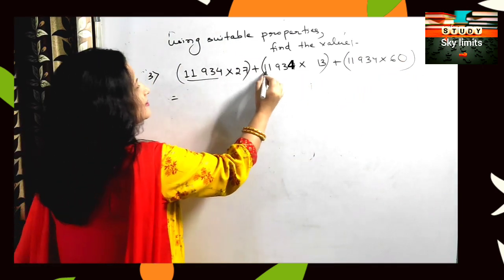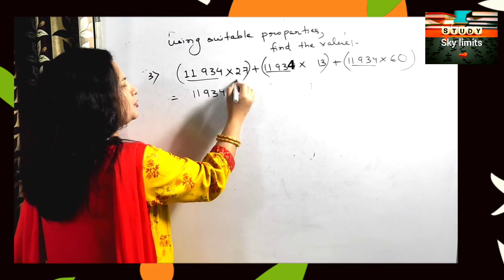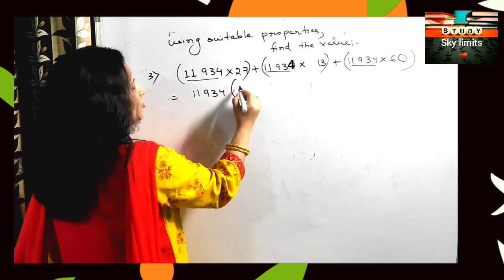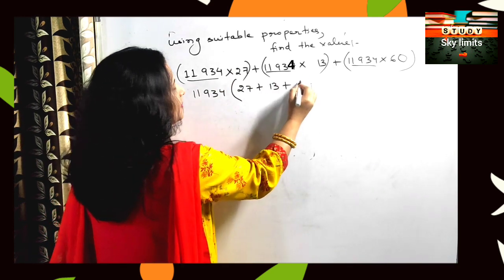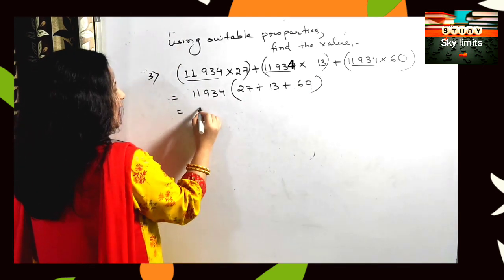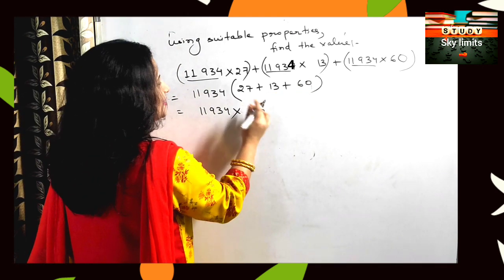What is the common number? Just write it down. Then put the bracket. First multiply to 27. Then you have plus. Then multiply to 13. Then multiply to 60. And after addition, how much are you going to get here?